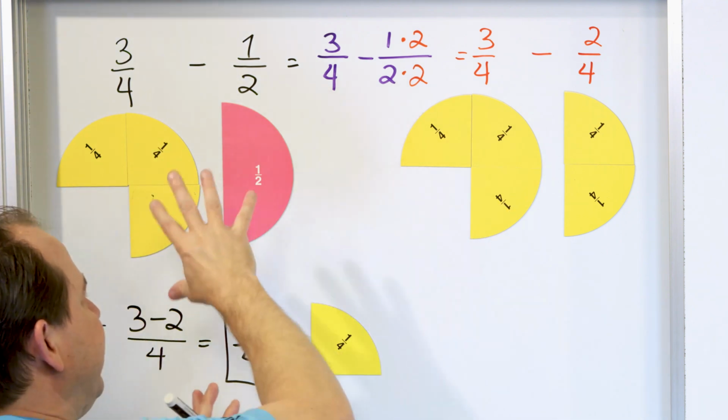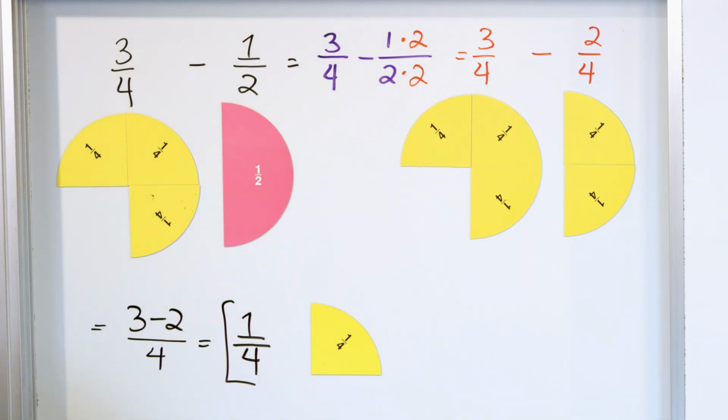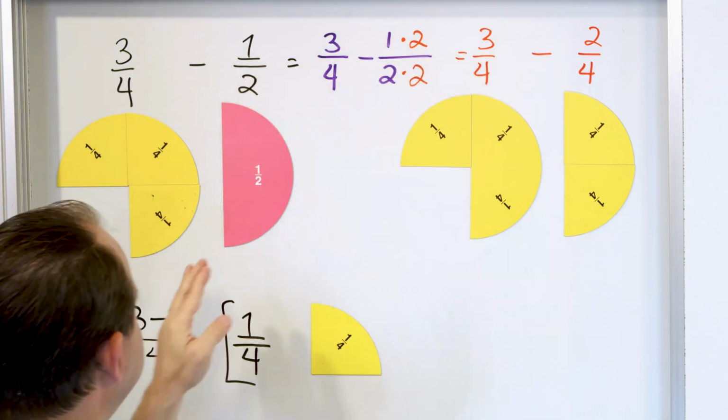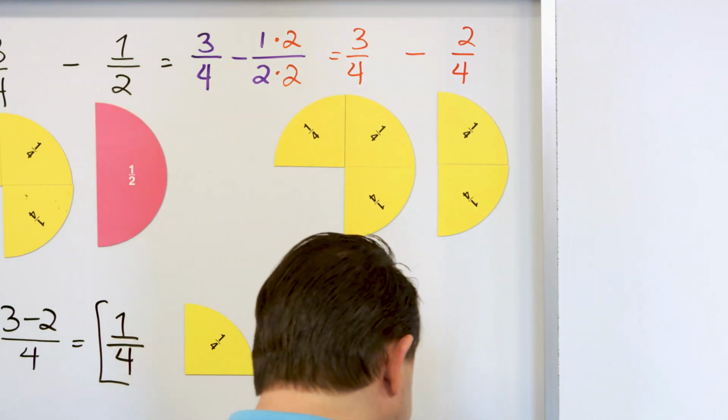With models, it's very easy to see what to do. We're only going to use them in the beginning, but ultimately we're going to strip away all the pictures, and what you'll need to do is just get that common denominator, subtract the numerators, and get the final answer. So let's use one more example with pictures, and then we'll take the training wheels off.